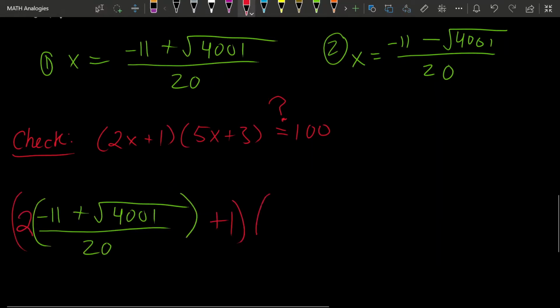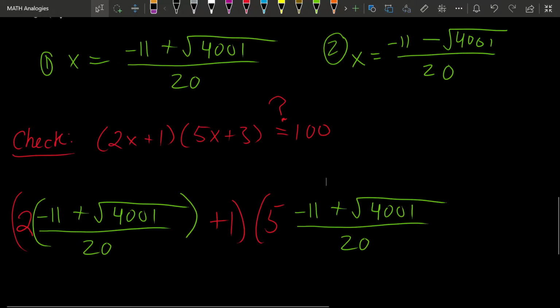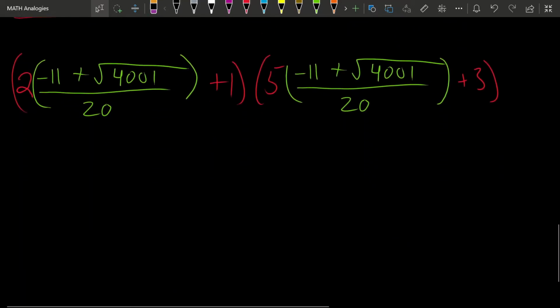And then we need 5x plus 3. So 5x and then plus 3. And we need this to equal 100. So let's see what this actually comes out to be.